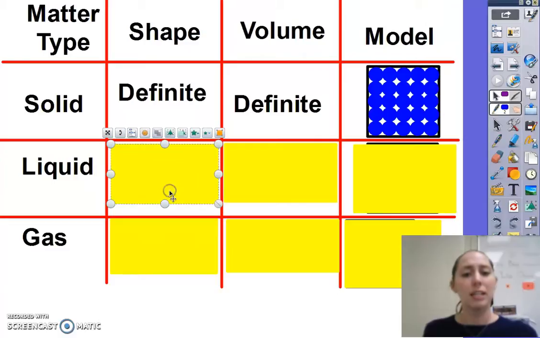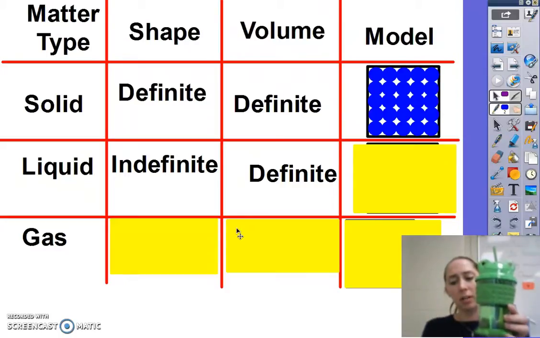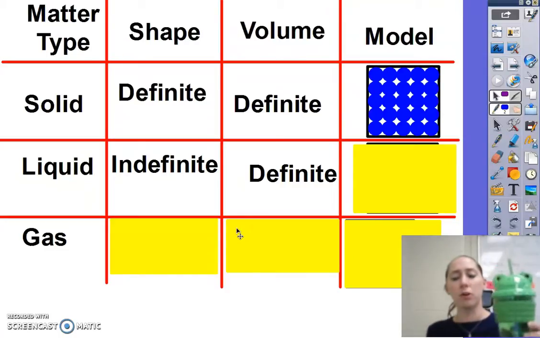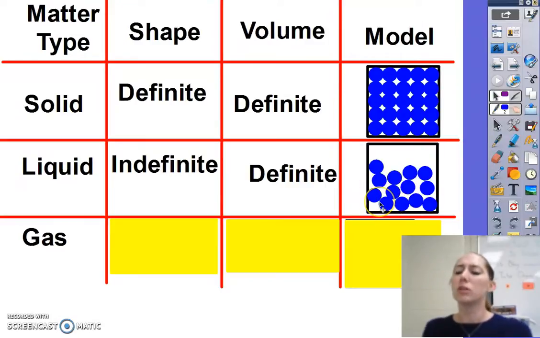Now liquids have an indefinite shape and a definite volume. So the water in my frog cup takes the shape of my frog cup, whereas if I were to pour it on the floor, it would take the shape of the floor. But the volume of water in the cup and on the floor would be the same because that doesn't change. To model this, we show the molecules with a little bit more space to flow and move around each other.